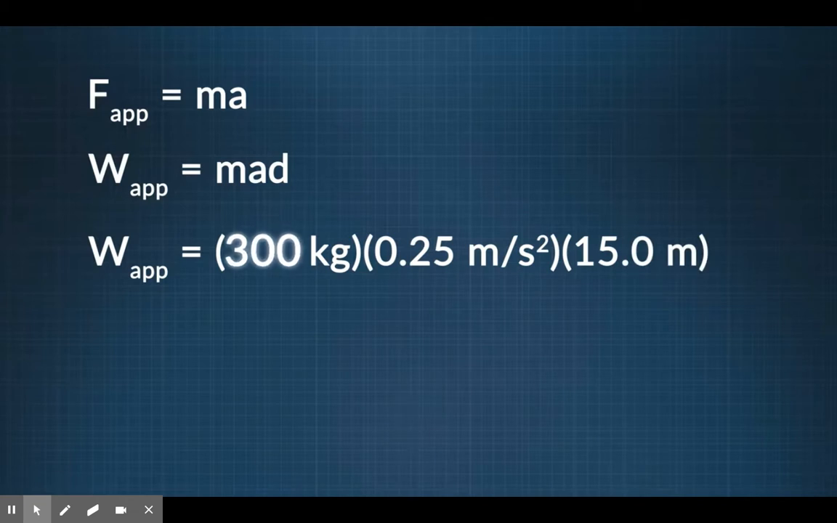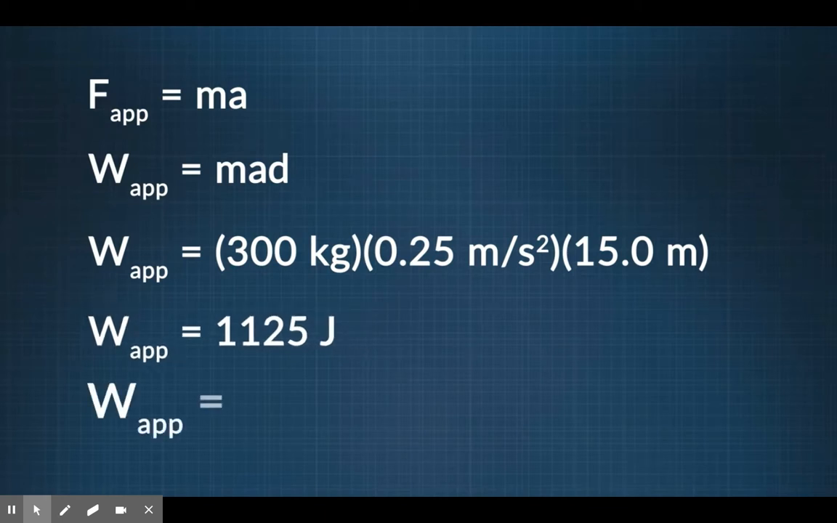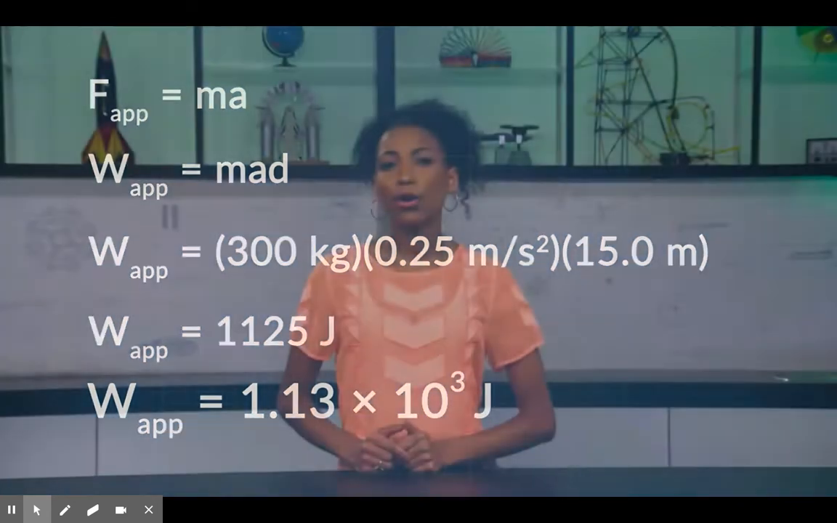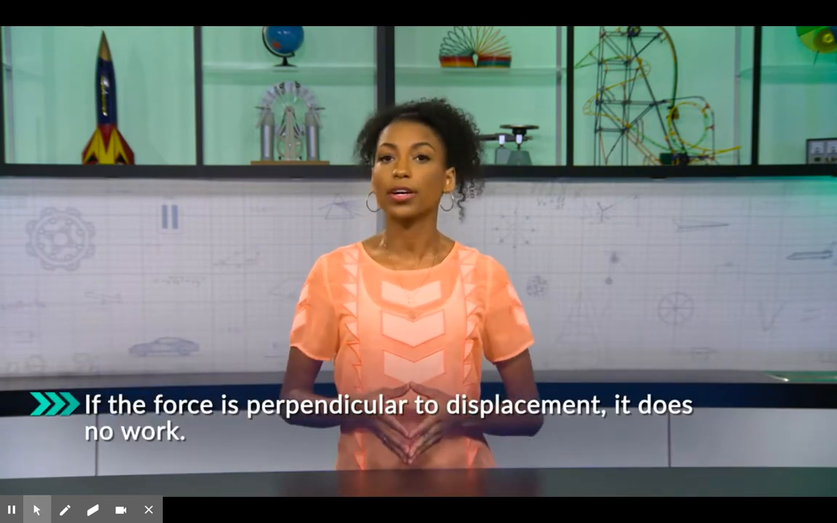So it's 300 times 0.25 times 15.0, which equals 1,125 joules. Using significant figures, the answer is 1.13 times 10 to the third power joules. What about work done by gravity and the normal force? Remember, because they're perpendicular to the motion, they do no work.